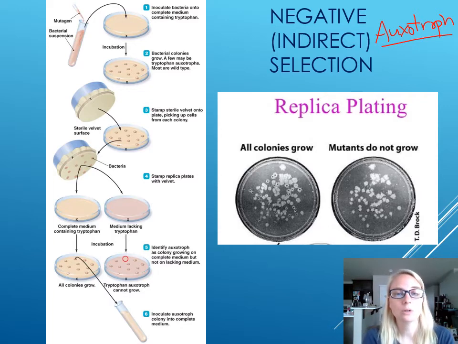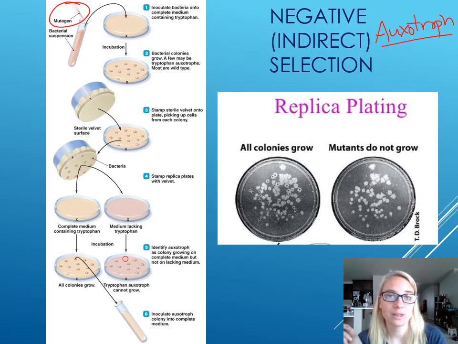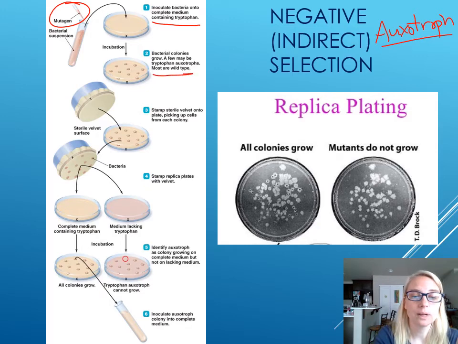So what we're going to do is take our bacteria, just a normal culture. We're going to add our mutagen, whatever we think might trigger this mutation. And then we are going to plate it out on a petri dish that contains tryptophan. So even the auxotrophs should be able to grow, the ones that can't make their own, because they're getting it for free from the environment. So then you get your growth.